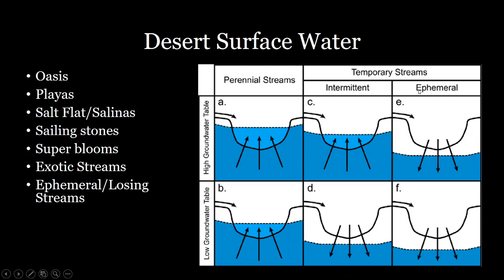You can see here a diagram showing an ephemeral stream where the water table at all instances is below the stream bed, and so any water that goes into the stream then flows into the ground and feeds the water table, unlike a perennial stream where the water table is above the stream bed and that groundwater is supplying more water to that stream. And so if that's not the case, you have an ephemeral stream.